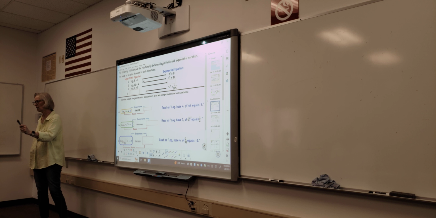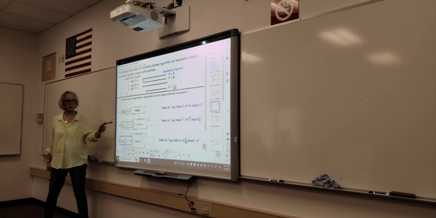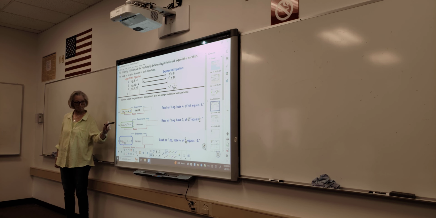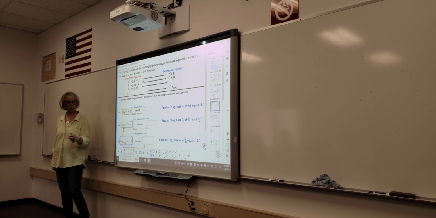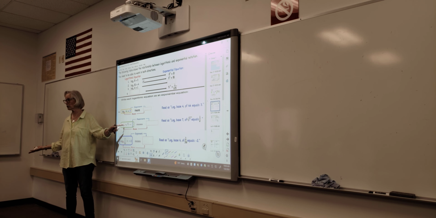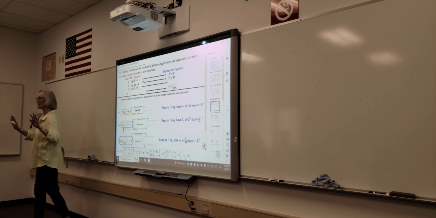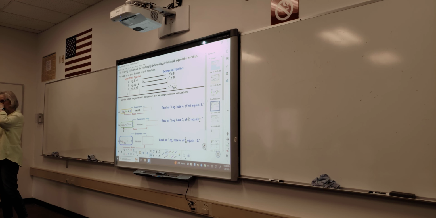Square root of 7 equals a half. You just read what your eyeball sees, but you gotta call this a base. So log base 7 of, now what does your eyeball see? Square root 7 equals a half. It's not hard.